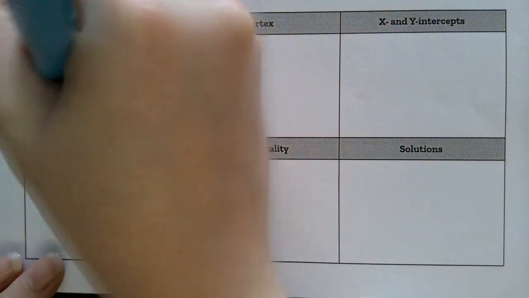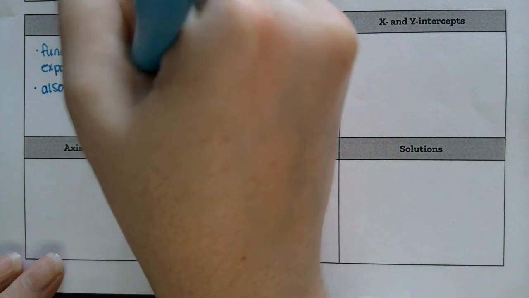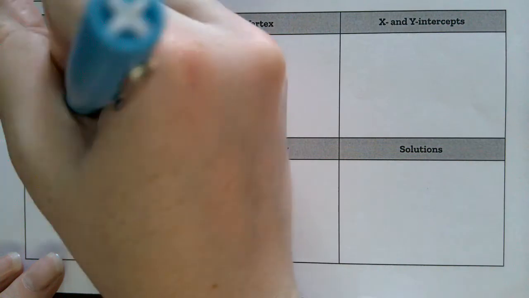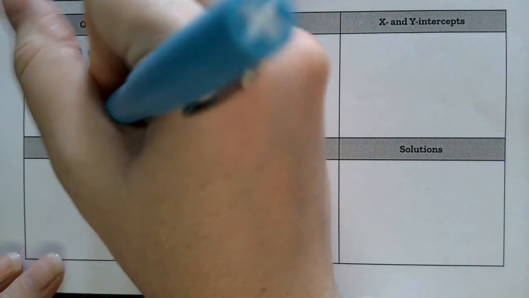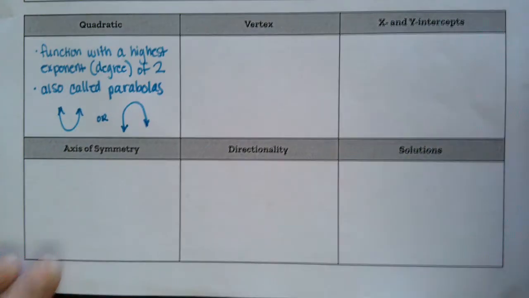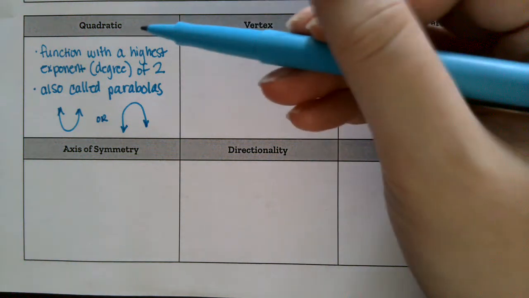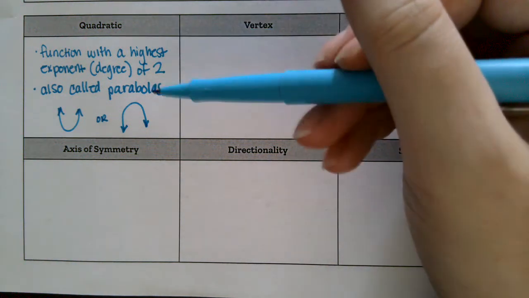Quadratics are also called parabolas. A parabola is just the mathematical way to say that it is U-shaped, or it can be upside down U-shaped. That shape specifically is a parabola, and you can use the word quadratic and parabola interchangeably.